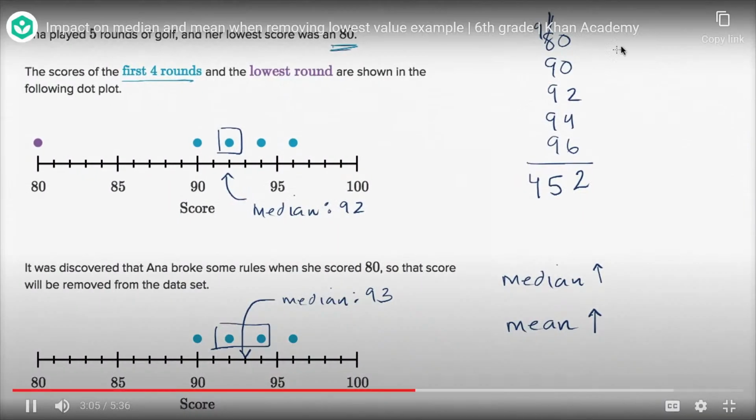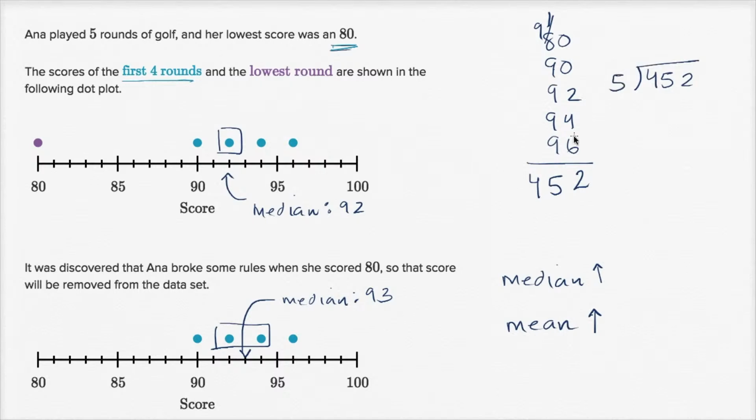And then you divide it by the number of rounds you have. So it'd be 452 divided by 5. 5 doesn't go into 4, it goes into 45 9 times. 9 times 5 is 45. You subtract, you get 0, bring down the 2. 5 goes into 2 0 times. 0 times 5 is 0. Subtract, you have 2 left over. So you can say that the mean here is 90 and 2/5. So the mean is right around here. So that's the mean of these data points right over there.